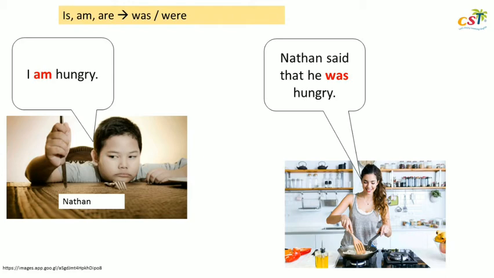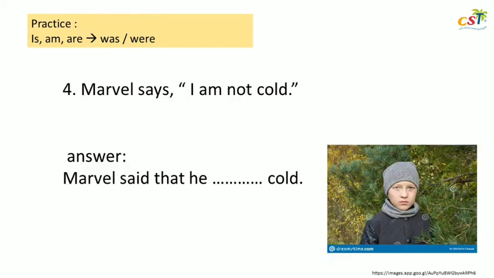And then the mom makes reported speech about what Nathan said. It becomes, Nathan said that he was hungry. You only have to change am to be was. And don't forget to change I to be he, because right there, I is for Nathan, and Nathan is a boy, so you use he instead of she or it. Or you can use Nathan was hungry. That's perfectly fine.